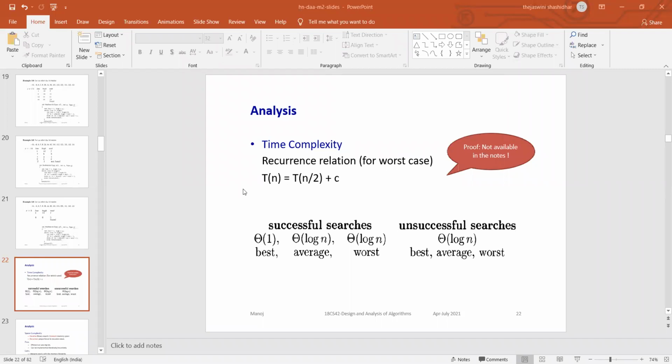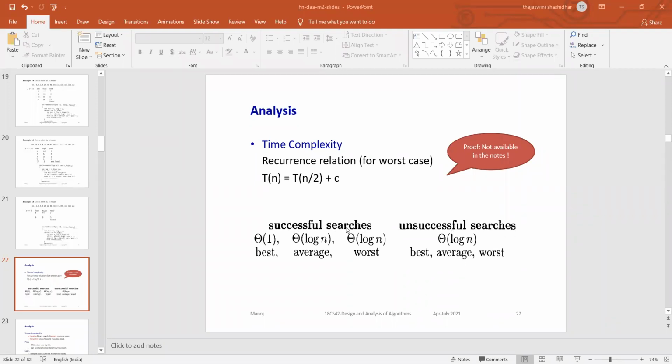The proof is given there. T of n is equal to T of n by 2 plus C. What is T of n? T of n is equal to T of n by 2 plus C. You can refer to my notes. The recurrence relation is given there. Okay, so you can go through that particular thing there.